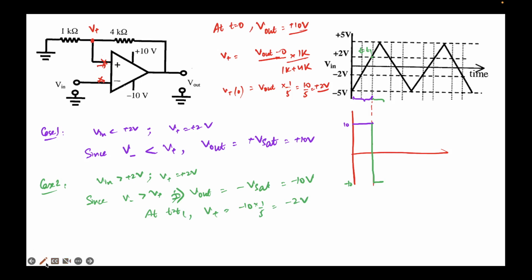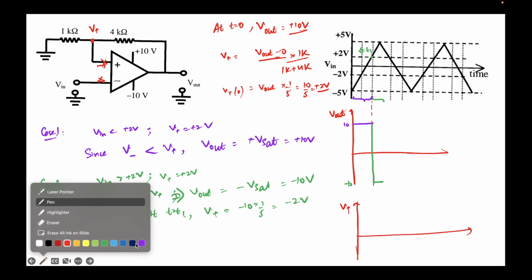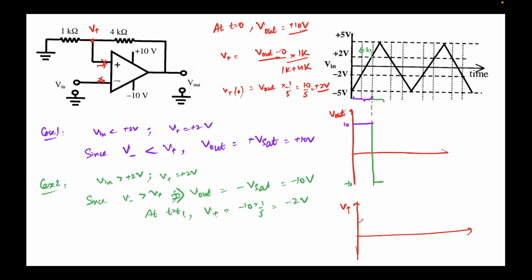I'll just be more clear. This is V output. This waveform is for V out. And now I'm going to try a third waveform, which is nothing but V plus, right? So we saw that V plus for this part was plus 2 volts, and then at this junction, as soon as V in crossed, it became minus 2 volts. So this is what we saw earlier, right?